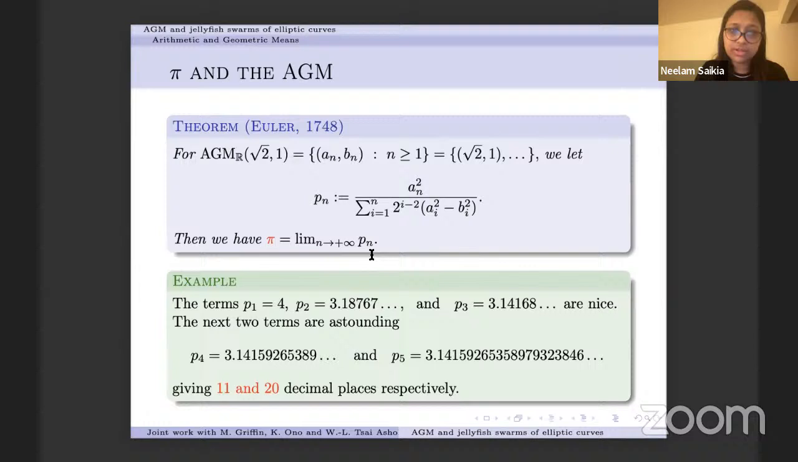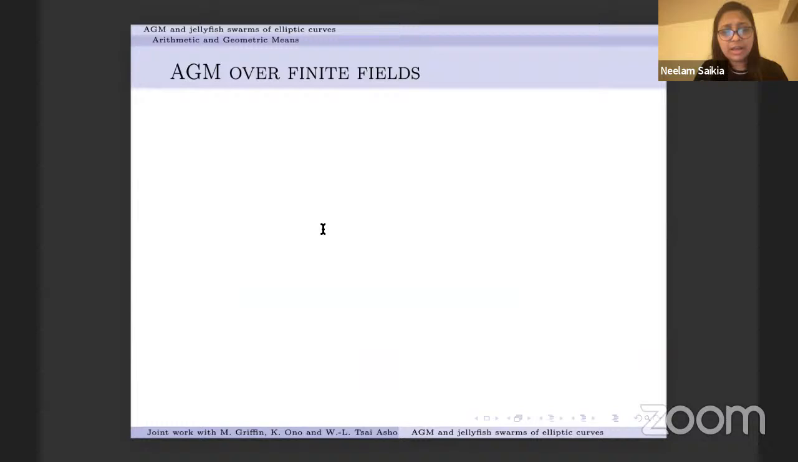Today we are focusing on AGM over finite fields. These things are totally new; nobody has studied AGM over finite fields. AGM over R is quite popular, but over finite fields, nobody has studied it. We wanted to study this over finite fields and look for what number theory consequences this AGM business will give us, that is, what we can study over finite fields if we construct AGM over finite fields.